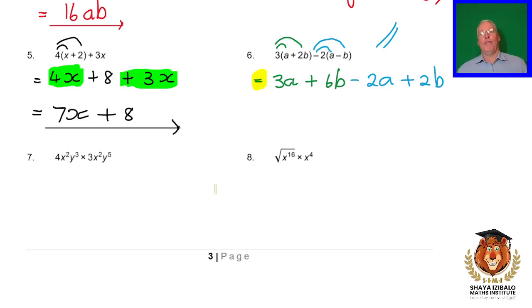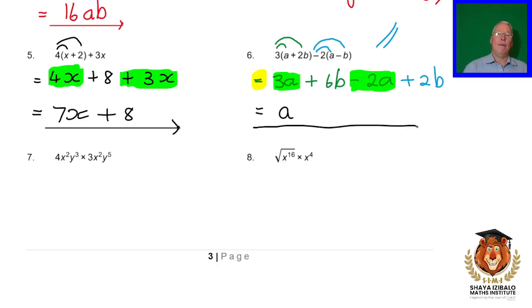Now, we're not finished. And the reason we're not finished is there are some like terms. This term over here is like with this term over here. So 3a and minus 2a, what does that become? That's right, just 1a. Do we need to write the 1? No, we don't need to write the 1. Okay, we can just write a.